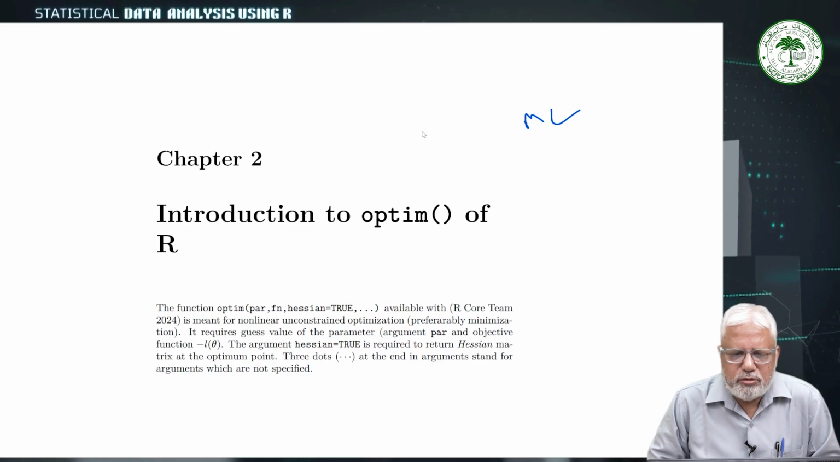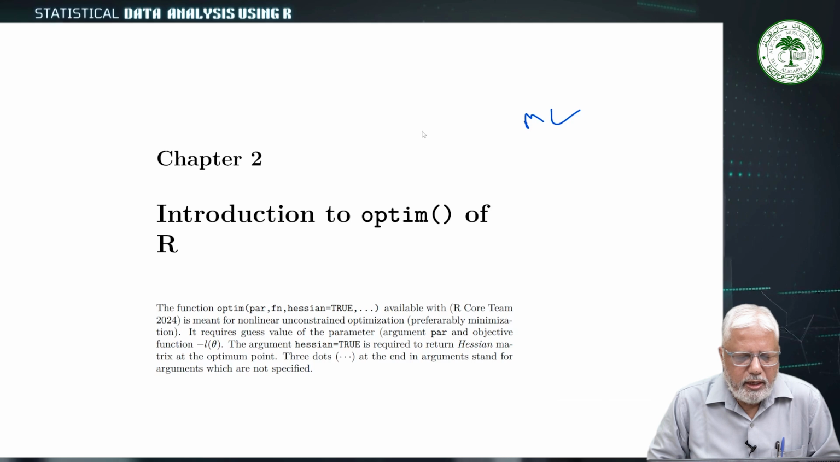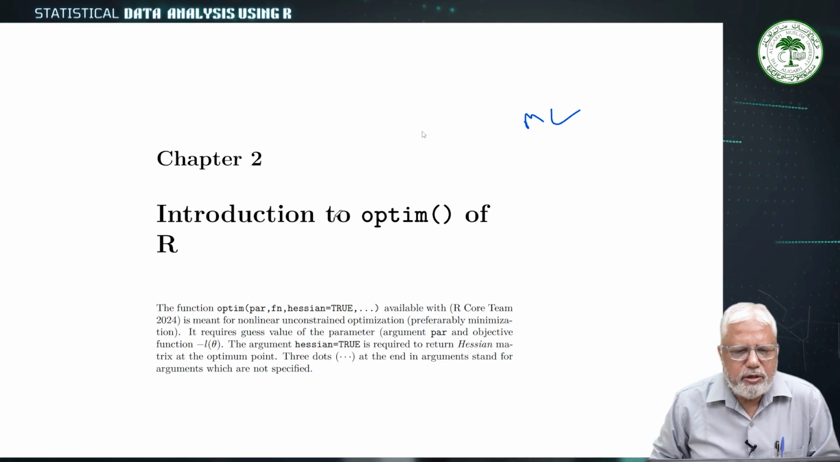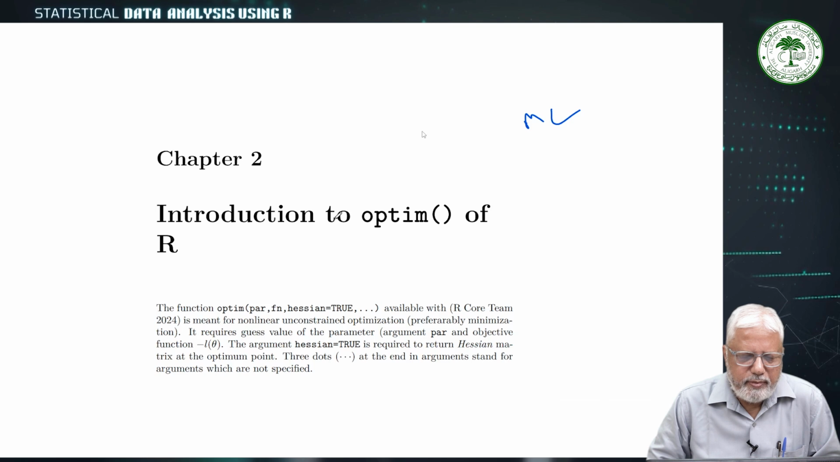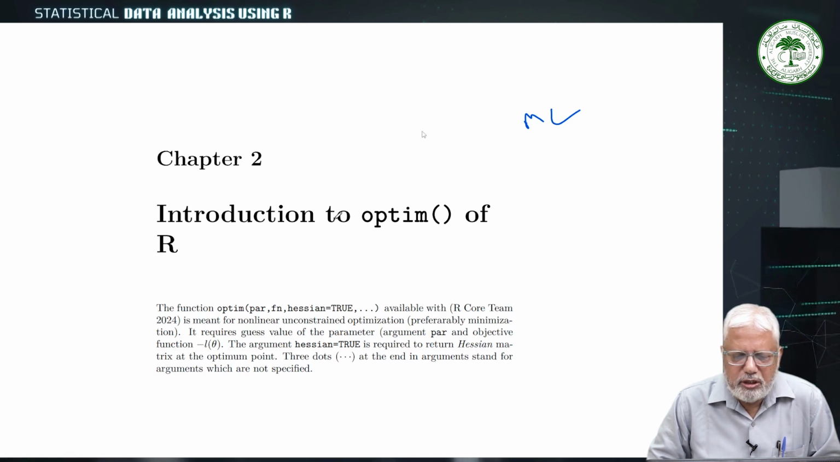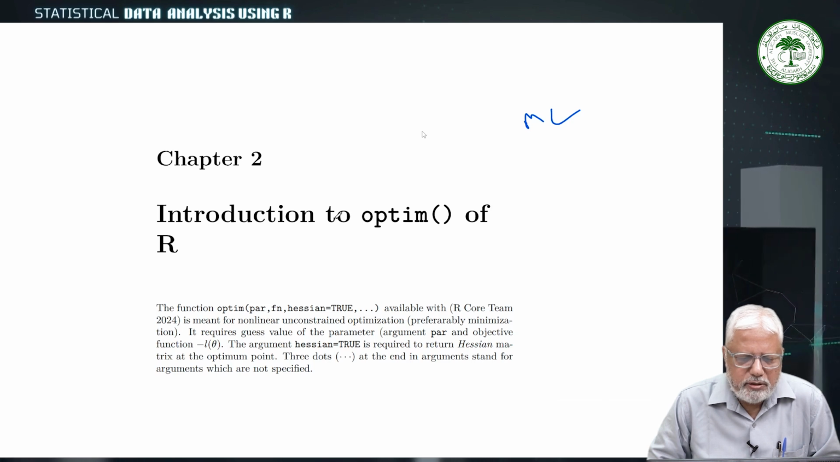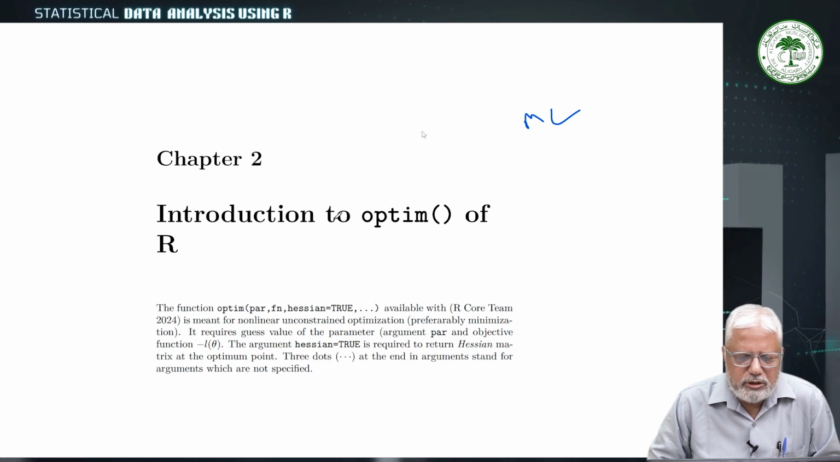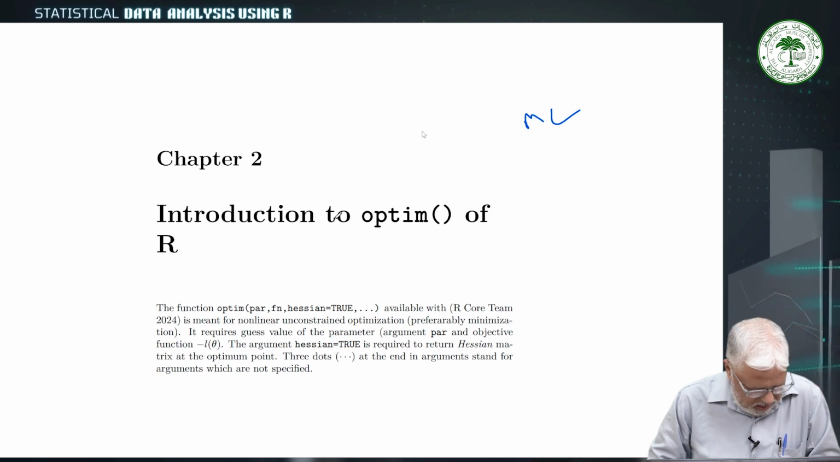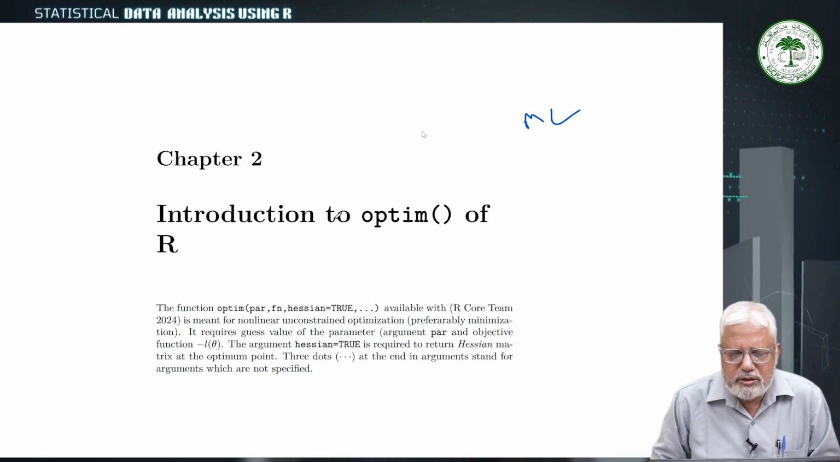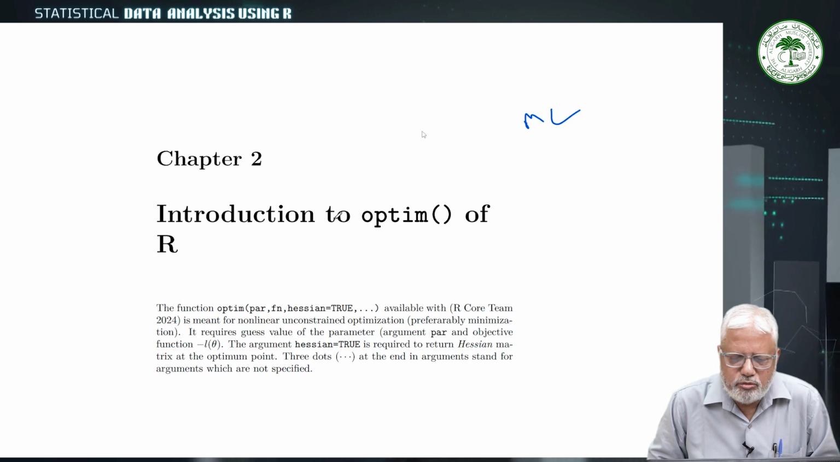Chapter 2, Introduction to Optim. Actually, in this chapter, we are going to talk about fitting of nonlinear models, and the function optim is meant for that. Here, optim has the argument par, that is the parameter of guess values, then fn, the objective function, then hessian equal to TRUE. And this hessian equal to TRUE means it will return the Hessian matrix also.